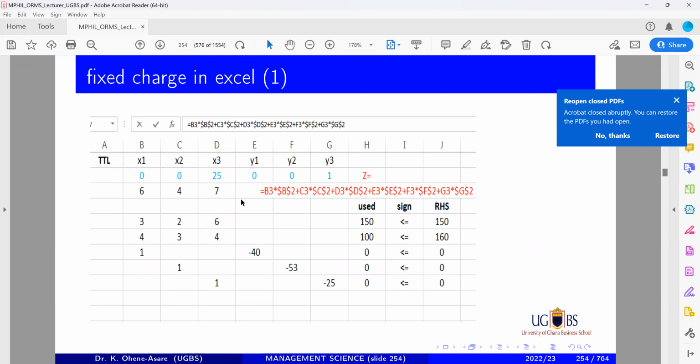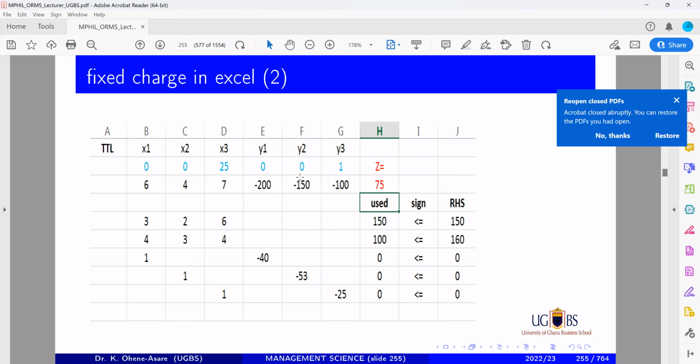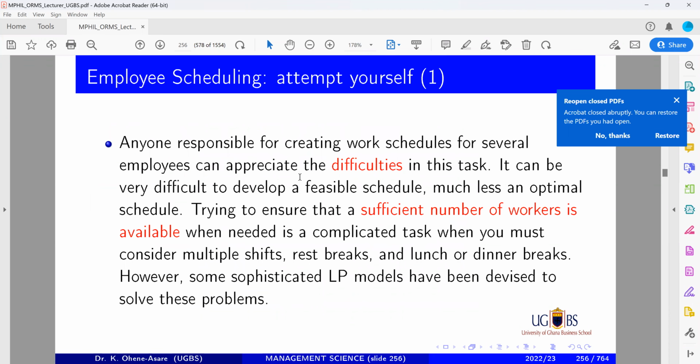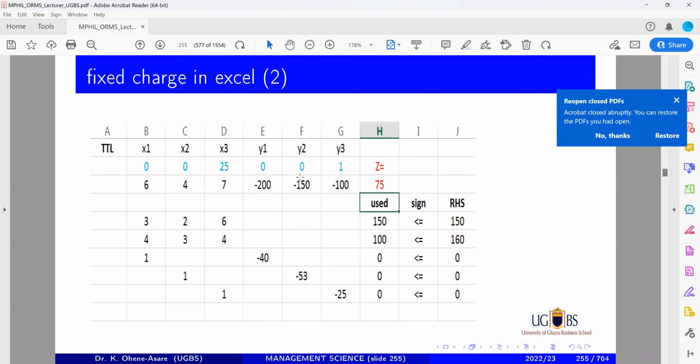I solved it in Excel here, as you can see, and that is how I got a result. So if you go try it, you'll be able to get this sort of result in this concept. It's very easy to formulate and use integer programming. There are other ones like employee scheduling. Okay, try it on your own, and then we will get into the nitty-gritties again. All right, I hope you've enjoyed the lecture. Any questions?